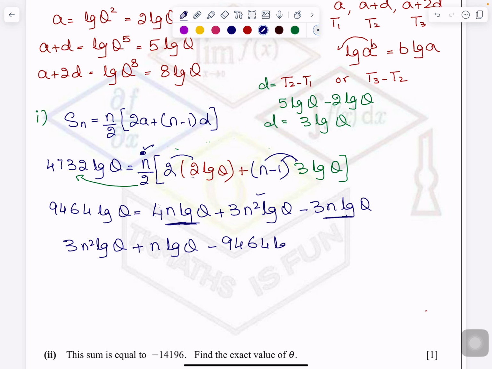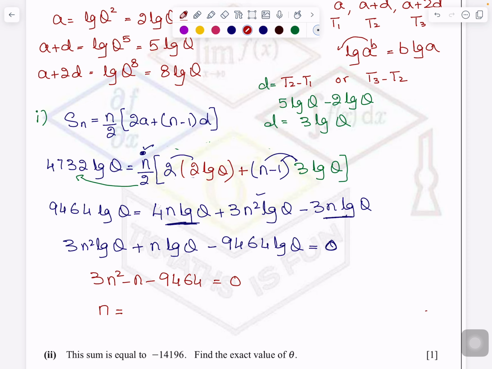9464 lg theta. Now if you take lg theta common out and divide by it at this side, what will you get here? Absolutely right. You got 3n square minus n minus 9464. Now this is your quadratic equation if calculator is not allowed, because next year the paper 1 will be without calculator. So you can apply the quadratic formula here. I'm using a calculator for the time being, and one value is positive, one is negative. So I'm using the positive value here.